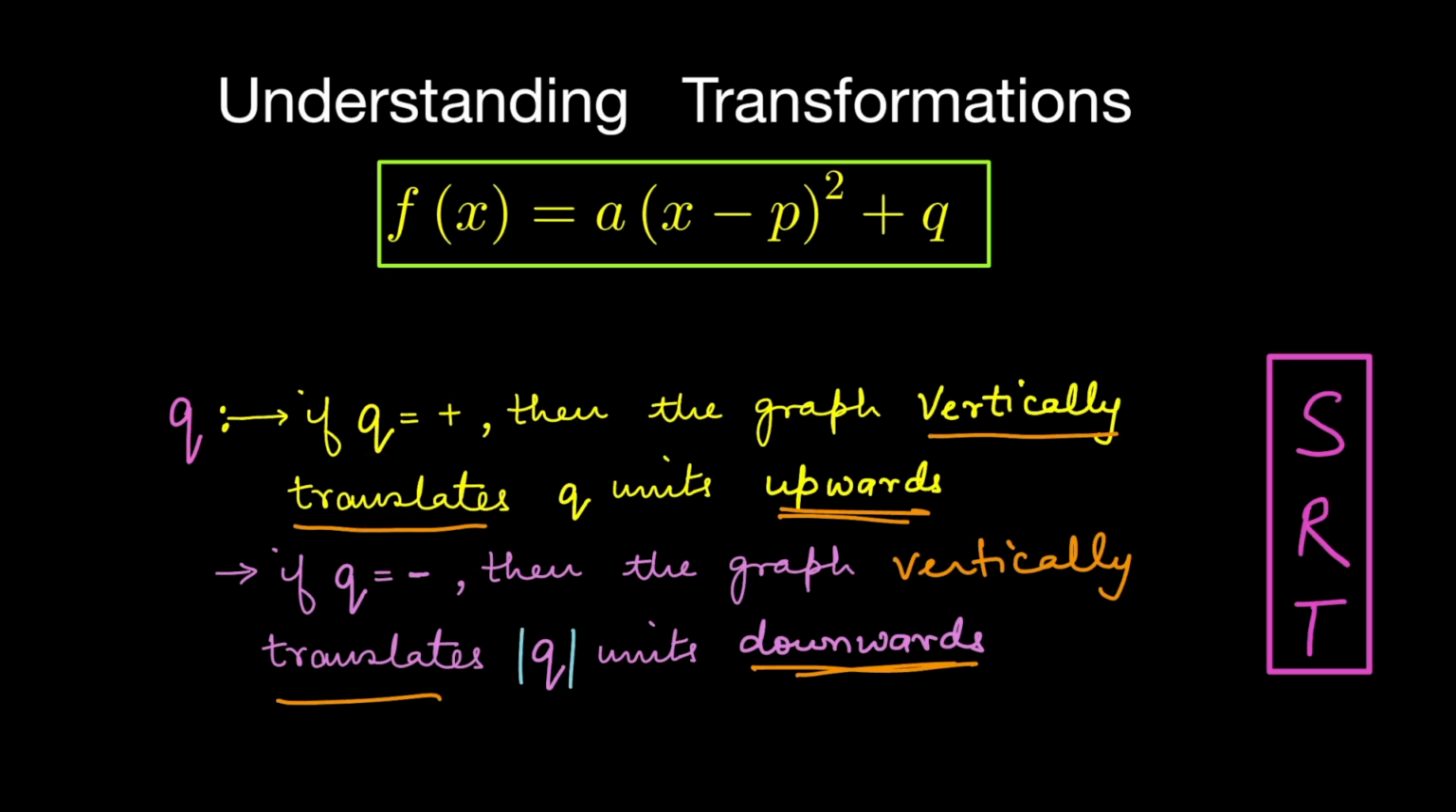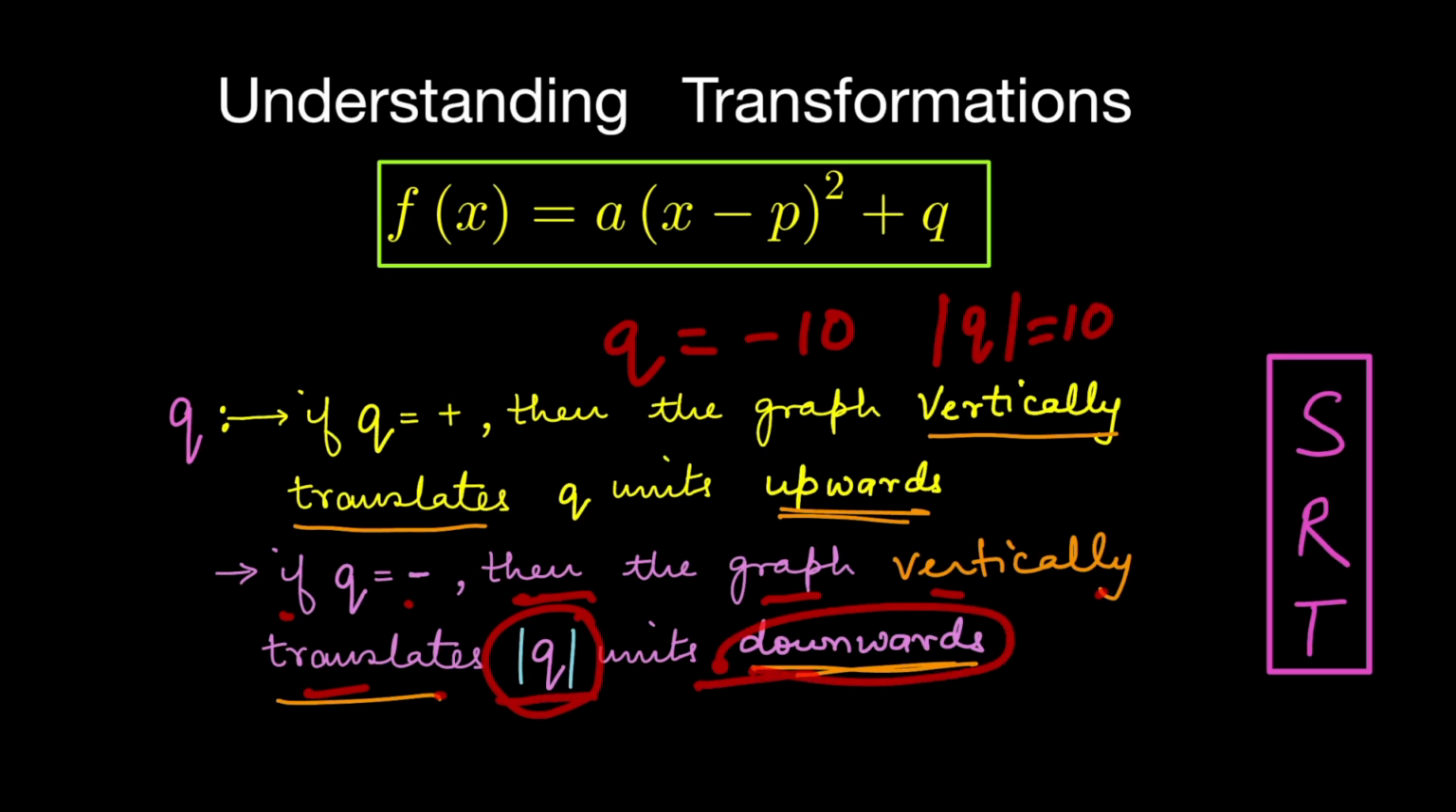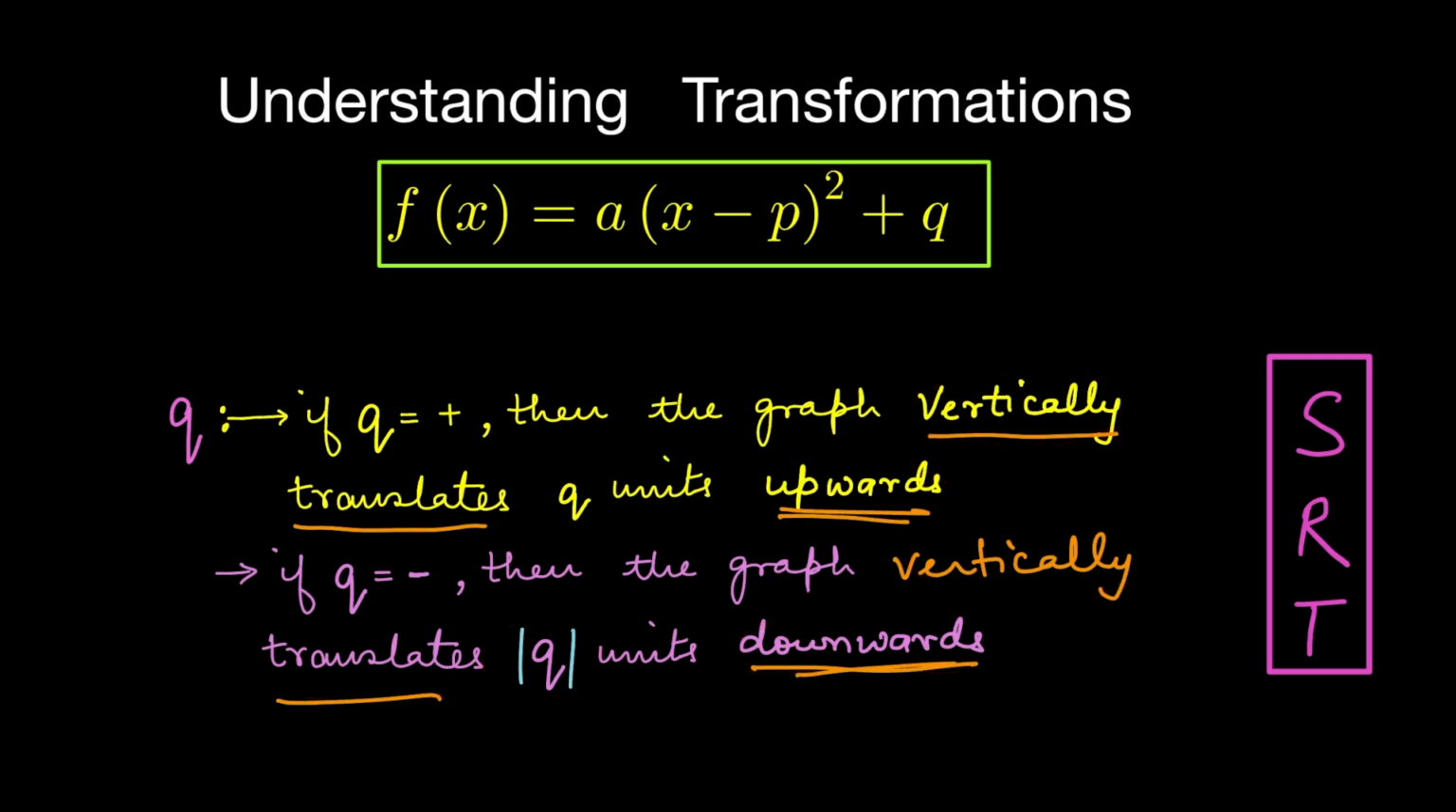And sometimes if you get Q as, let us say, -10. So we'll write Q is negative. So we'll go to this statement. So then the graph vertically translates, so absolute Q. So absolute value of Q will be just 10. So we write 10 units downwards. So when the word vertically is used, vertically means the graph can either go upwards or it can go downwards.